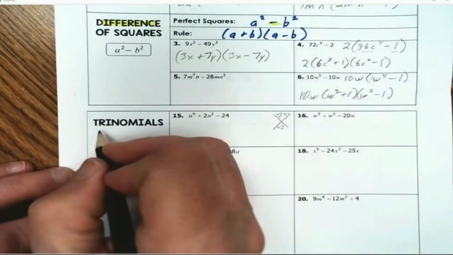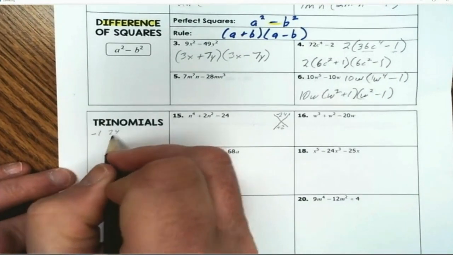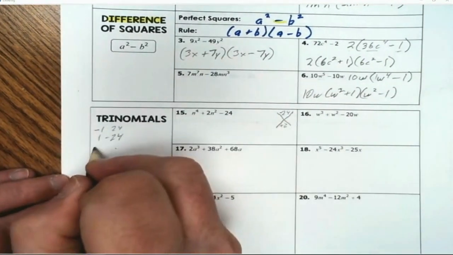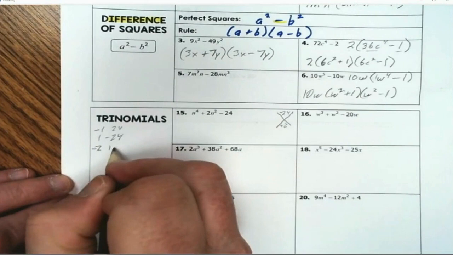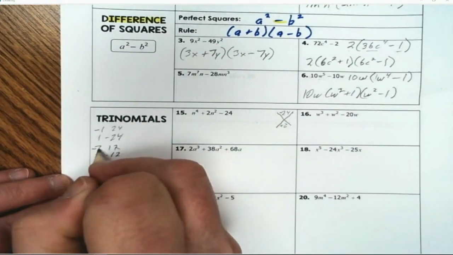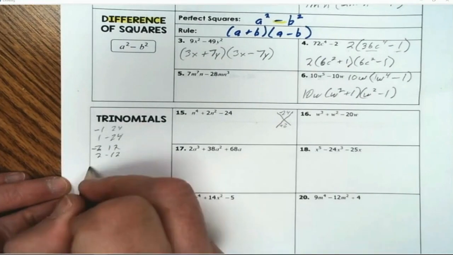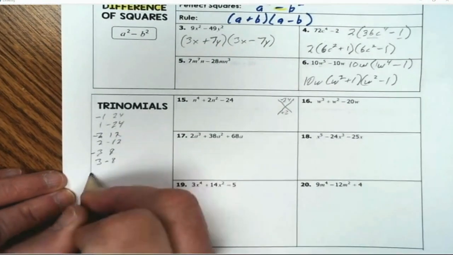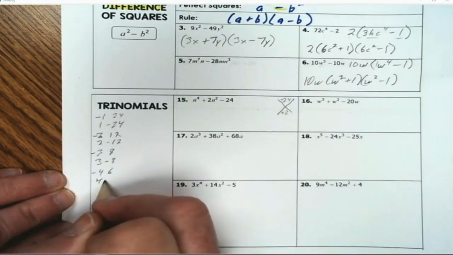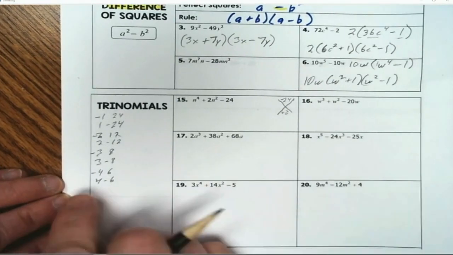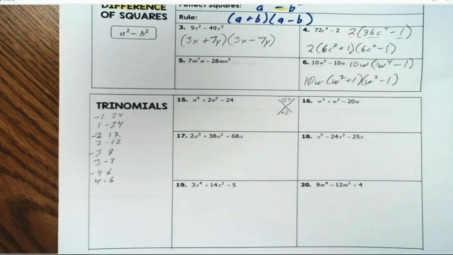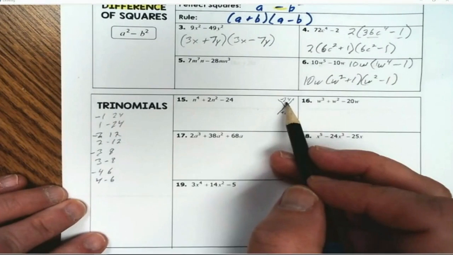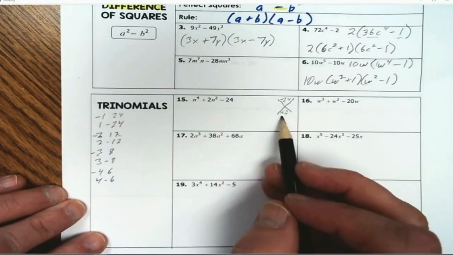So let's see. Negative 24, that would be negative 1 and 24, or 1 and negative 24. Or we could have negative 2 and 12, or 2 and negative 12. Or we could have negative 3 and 8, positive 3 and negative 8. We could have negative 4 times 6, or we could have positive 4 times negative 6. And that's it. So that's all the combinations of numbers that we can use, because that's the only way to get 2 numbers together that multiply together to be negative 24. But which of these add together to be a positive 2?